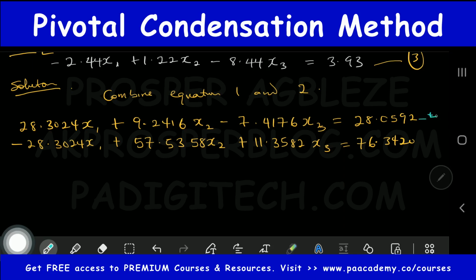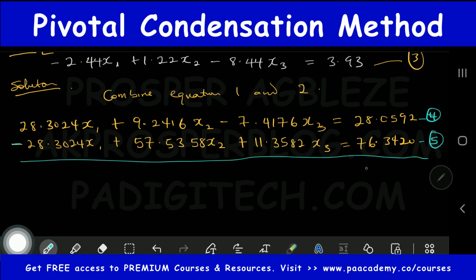So let's call this equation 4. Let's call this equation 5. All right, so now we've separated them into equation 4 and equation 5. Since we have a negative here, what we'll just do is add them up so that we can cancel this out. So in doing that, if you add equation 4 and 5, this will cancel out because this is 28.3024 minus 28.3024 x1.